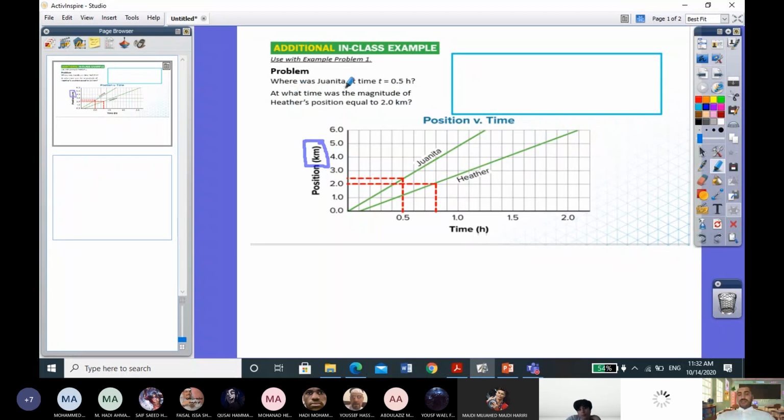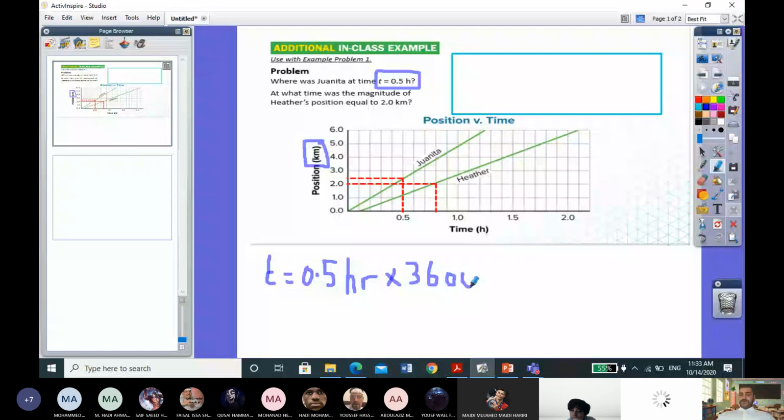First of all, where was Juanita at time t equal to 0.5 hours? Let us convert it, guys. You all know how to convert. t equals 0.5 hours. So from hours, if I want to convert it to seconds, what shall I do? Multiply by 60. Each 1 hour is 60 minutes.